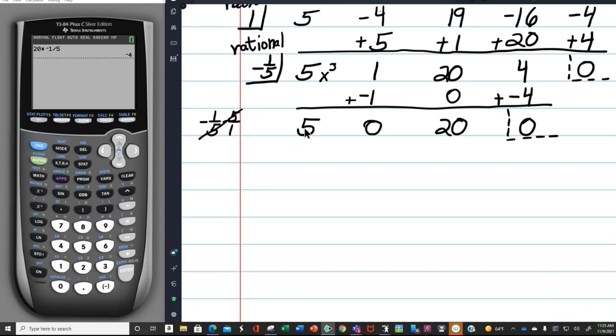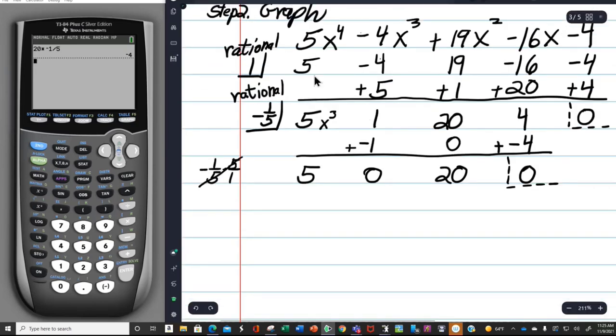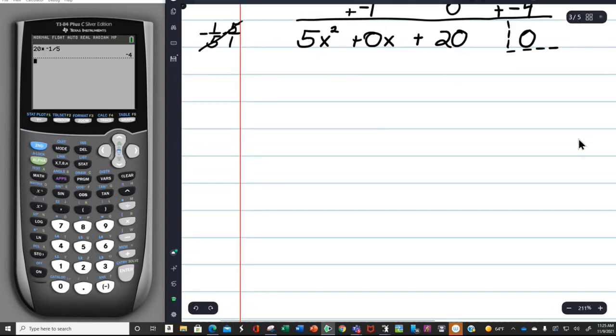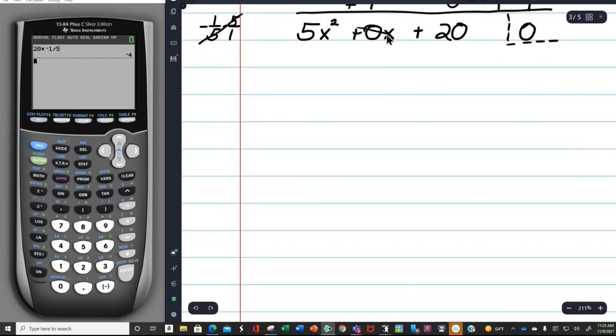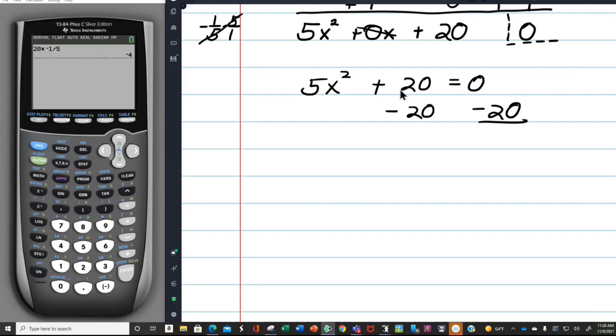Now what about this? Notice we went from x to the fourth to x to the third, and now we're at x squared plus 0x plus 20. And since that's 0 times x, it zeroes out and we'll have 5x squared plus 20 equals 0, because we're solving it, we're trying to find the zeros in there. Subtract 20 from both sides. Only when you've got a quadratic term and a constant term, because that linear term zeroed out.